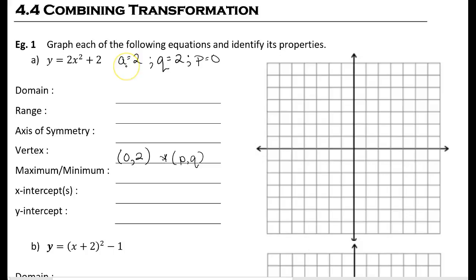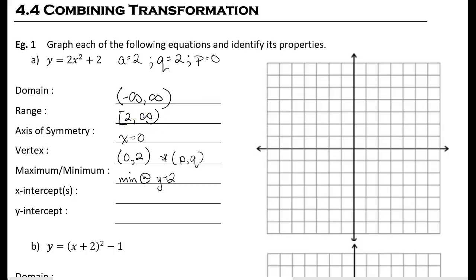I can also look at my value of A. It's positive, which means my parabola is opening up. That means I'm going to have a minimum, and it's at the y value of my vertex, so y equals 2. My axis of symmetry runs through my vertex, and so that is x equals 0. My domain I can also already imply because it's the same for all quadratic equations. It is negative infinity to positive infinity. My range goes from my minimum upward, so I'm going from 2 and up.